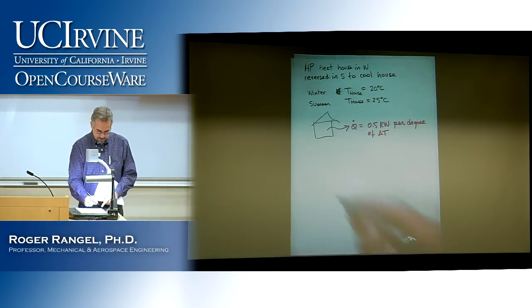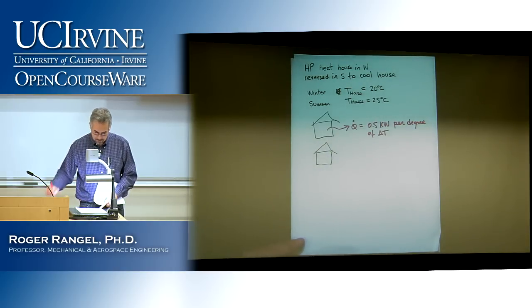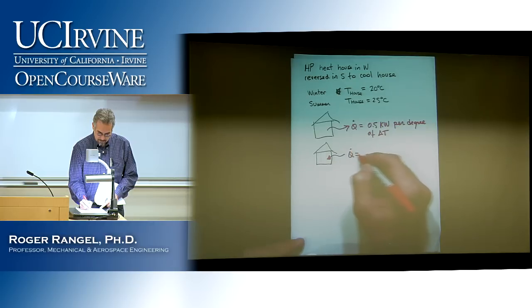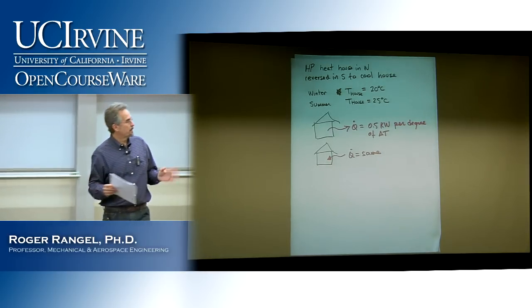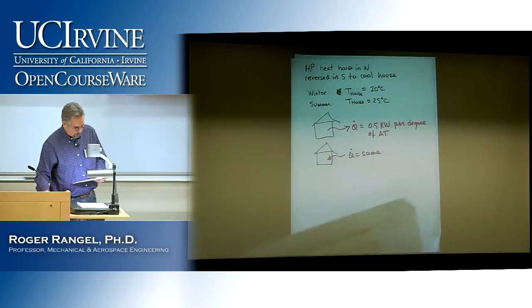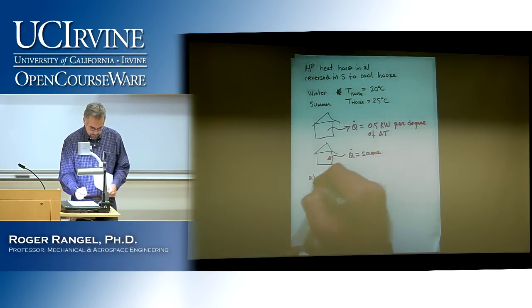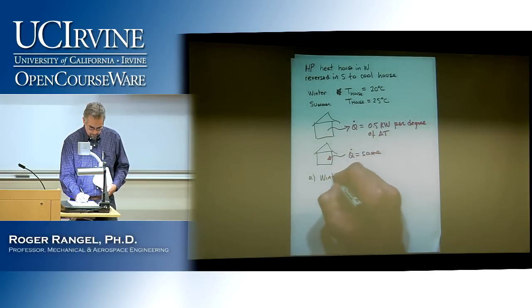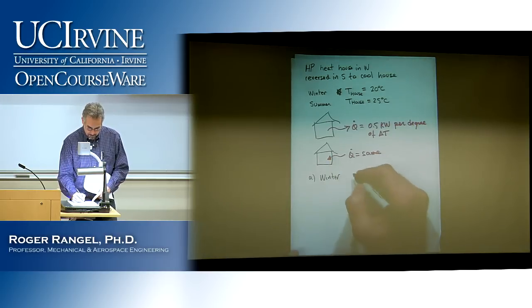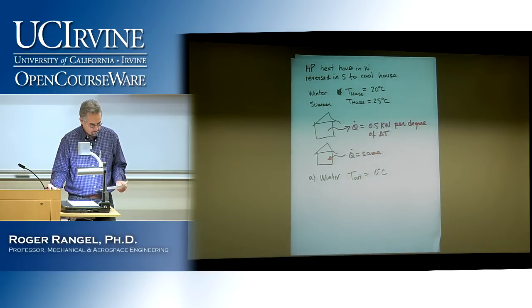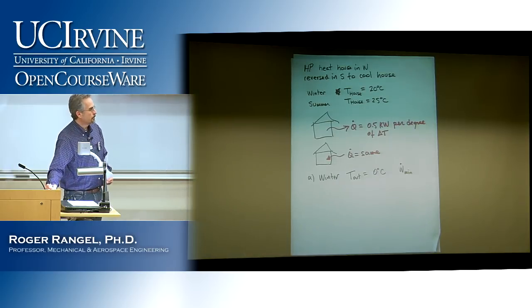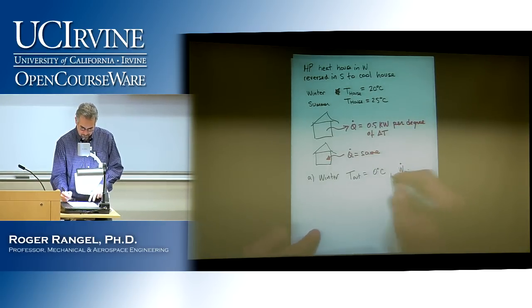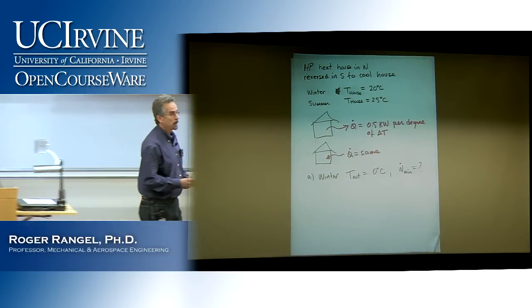And then in the summer it's the opposite. In the summer, it gains the same, 0.5 kilowatts per degree of temperature difference. So that's the statement of the problem. And then what you are to find is two things. First, in the winter, the outside temperature T outside is 0 Celsius. What is the minimum power that I need to run that heat pump?